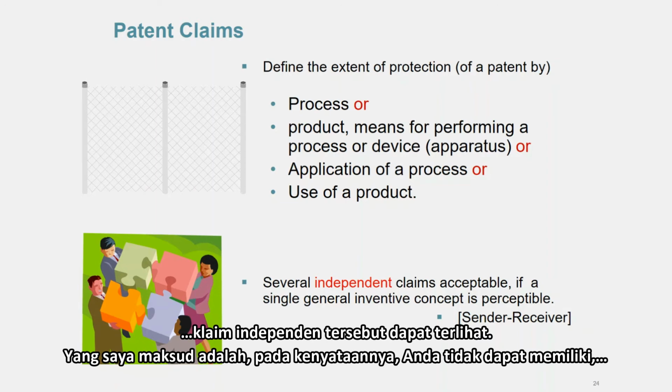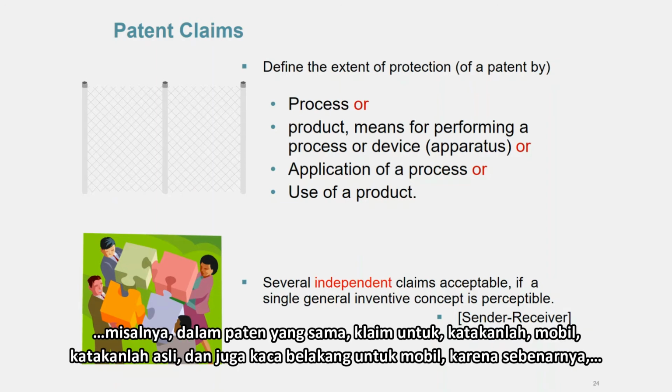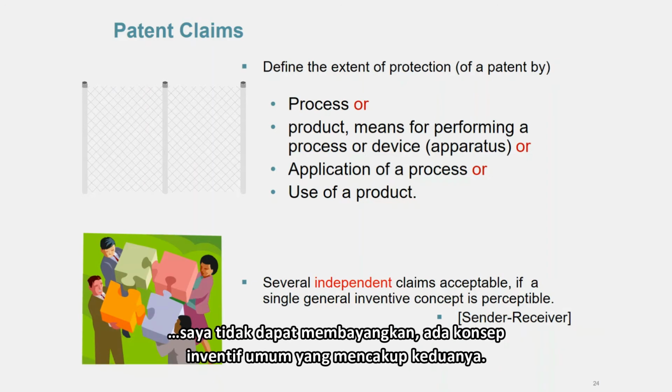What I mean is, in fact, you cannot have, for example, in the same patent, a claim for, let's say, the car wheels, and also a back mirror for the car, because I cannot imagine a general inventive concept which covers both of them.